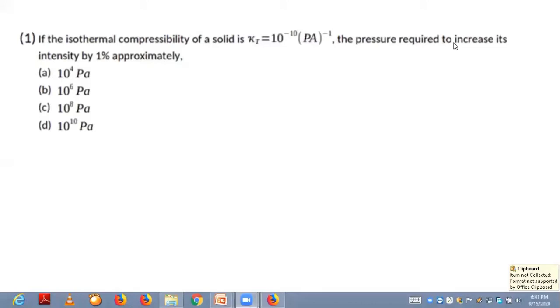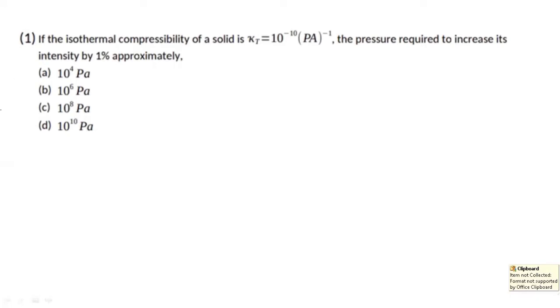So today we will solve the questions of thermodynamics, and these questions are from GATE. Okay, so let's start with the first question. The first question here is: if the isothermal compressibility of a solid is kappa T equals 10 to the power minus 10 Pascal inverse, the pressure required to increase its density by 1% approximately is what?